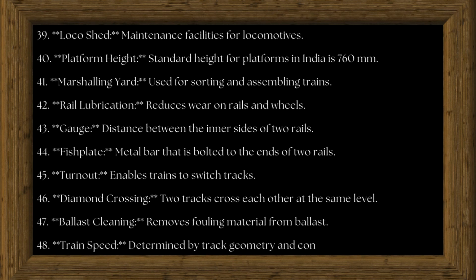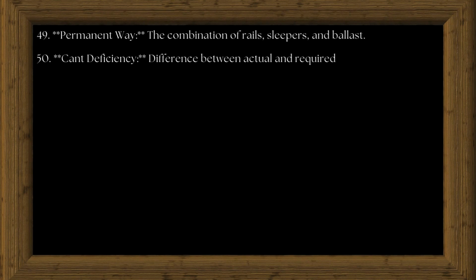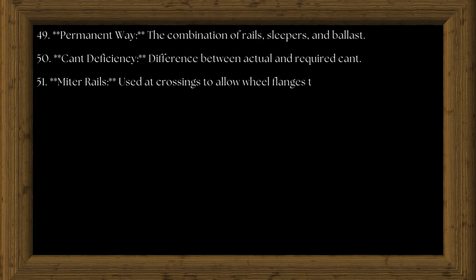Train speed: determined by track geometry and condition. Permanent way: the combination of rails, sleepers and ballast. Cant deficiency: difference between actual and required cant. Mitre rails: it is used at crossing to allow wheel flanges to pass.